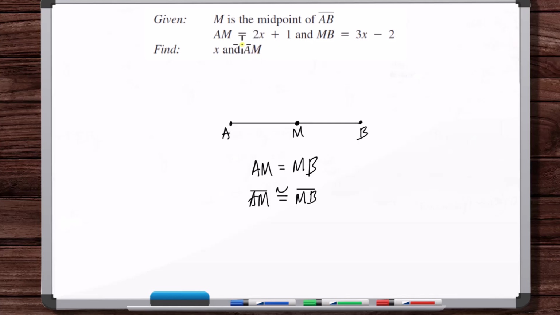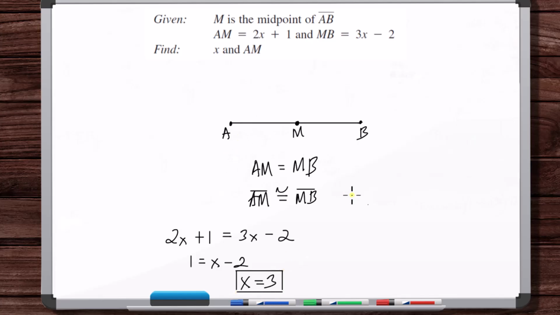All right, if the length of AM is equal to 2x plus 1 and the length of MB is equal to 3x minus 2, then find x and AM. Okay, so we're going to use this formula here. Let's just plug in 2x plus 1 for AM and plug in 3x minus 2 for MB. And now we can solve for x. So subtract 2x from both sides. So 3x minus 2x is x. Now let's add 2 to both sides. So we get x is equal to 3. There's x.